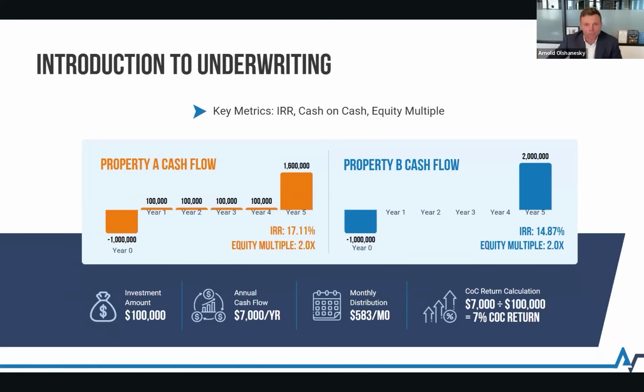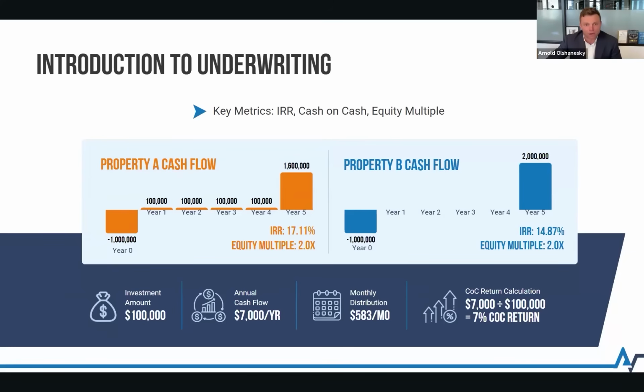So on both of these properties, you're going to double your money on a $100,000 investment. However, as you can see, one of them is a 17% IRR, and the other one is a 14.87% IRR. Now, the reason property A is better is because you could see in year one, you're recovering $100,000.